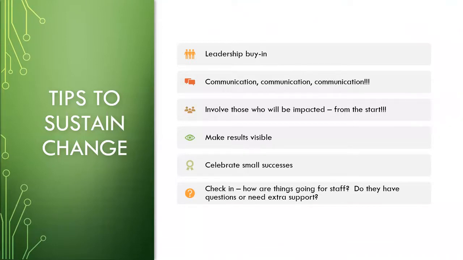And for those individuals who will be directly impacted by the solution and by this root cause that you've identified, involve them from the start. Get them into that brainstorming process. Hear their concerns, hear their ideas, and make sure to wrap them in. Because the more you involve these individuals, the more likely they will be to buy into the process and actually carry it forward.